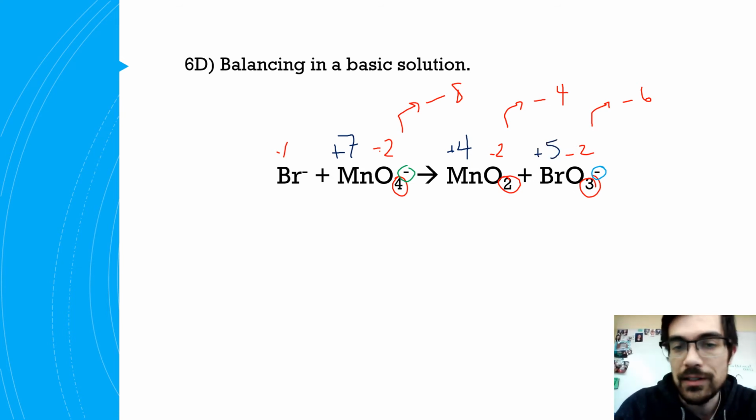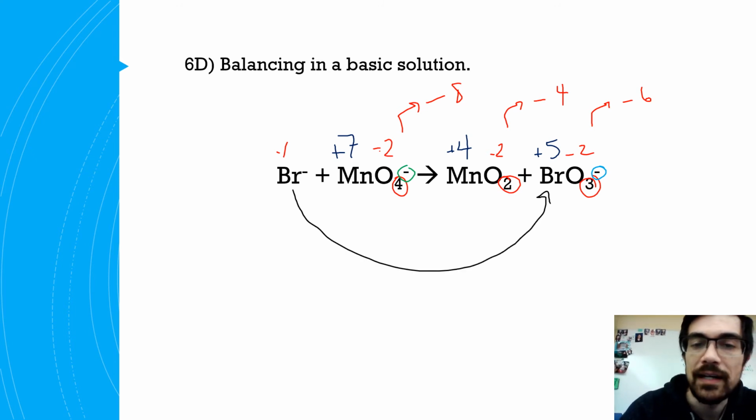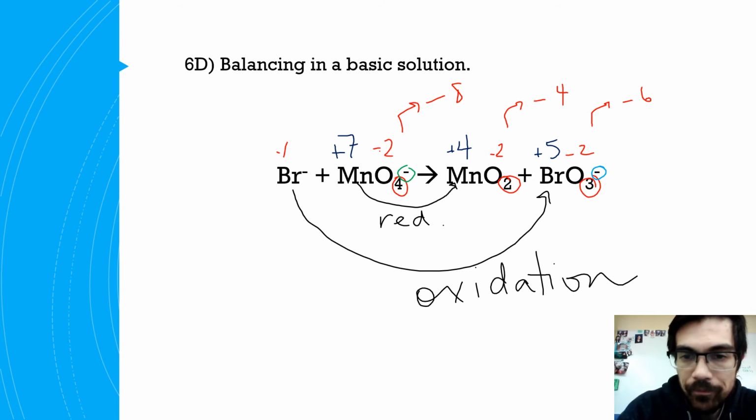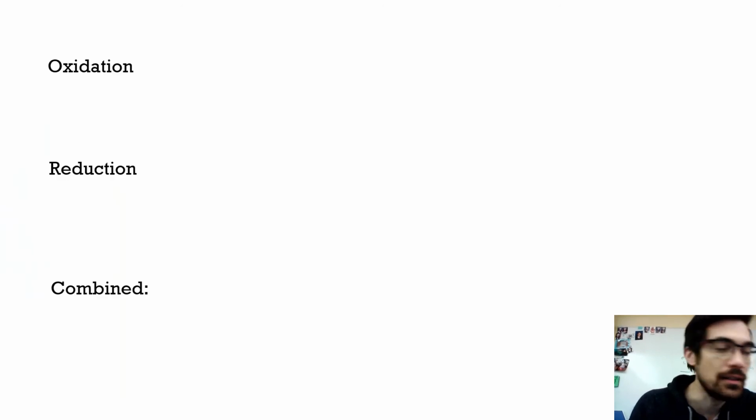Okay, so we got our oxidation numbers. Now, which is being reduced and which is being oxidized. So we have Br going from -1 to +5. That is obviously becoming more positive, so this one is oxidation. And then we have manganese going from +7 to +4, so this would be reduction. Next, our goal is to write the half reactions. So let's do that on the next page here.